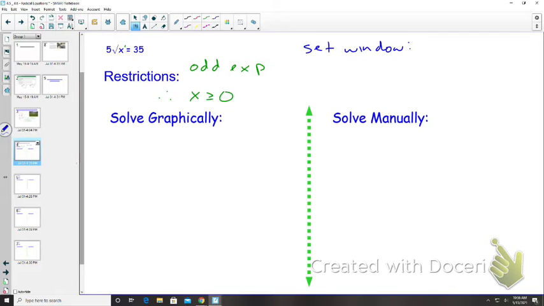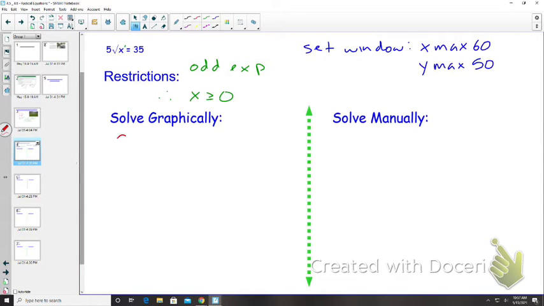We want your x max to be 60 and your y max to be 50. If you're using Desmos, of course you don't need to set your window, but make sure you know how to use your calculator, right? You won't get Desmos on the final. Okay, so let's solve this graphically.